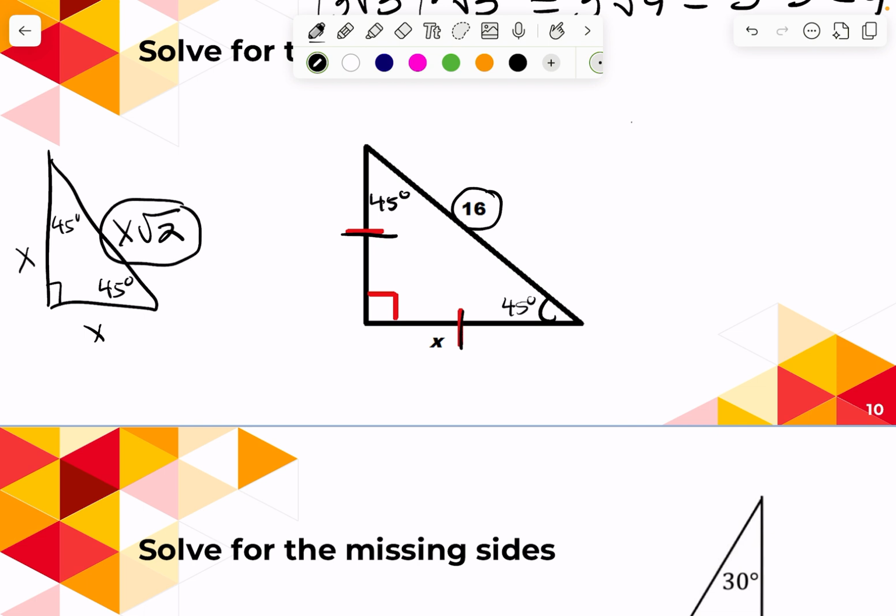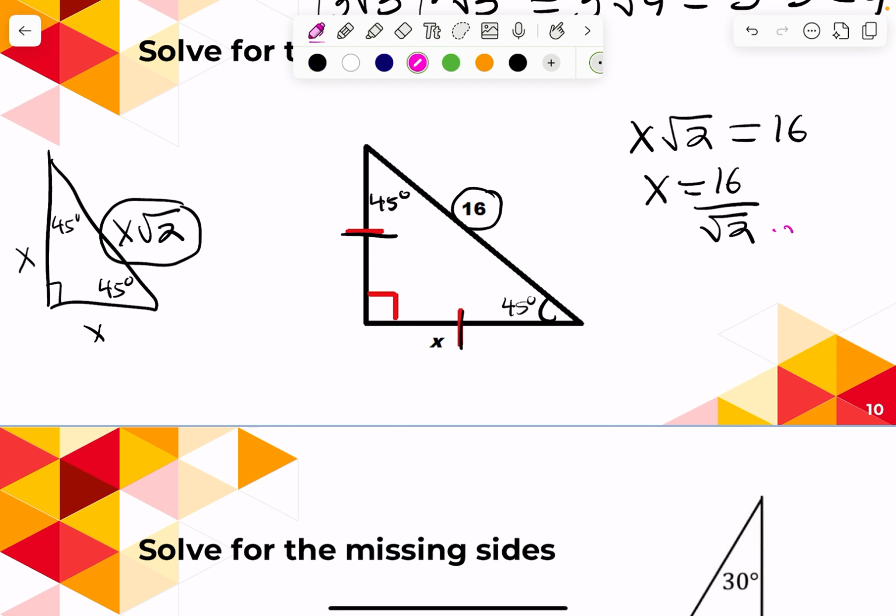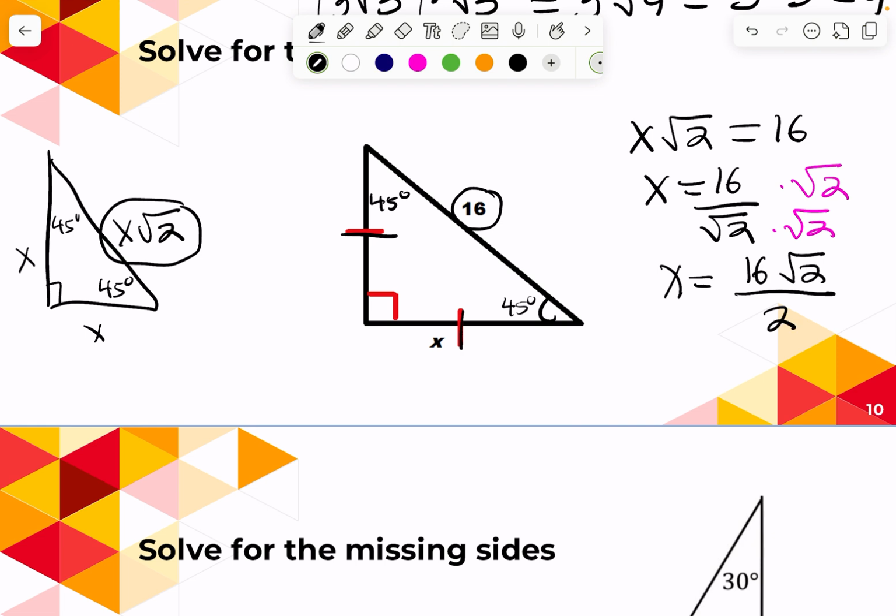So what we're going to do is take x root 2 and set it equal to 16. Divide by root 2. And then multiply by root 2. So we have a whole number on the bottom. And root 2 times root 2 is root 4. And root 4 is 2. So we end up with 16 root 2 over 2.